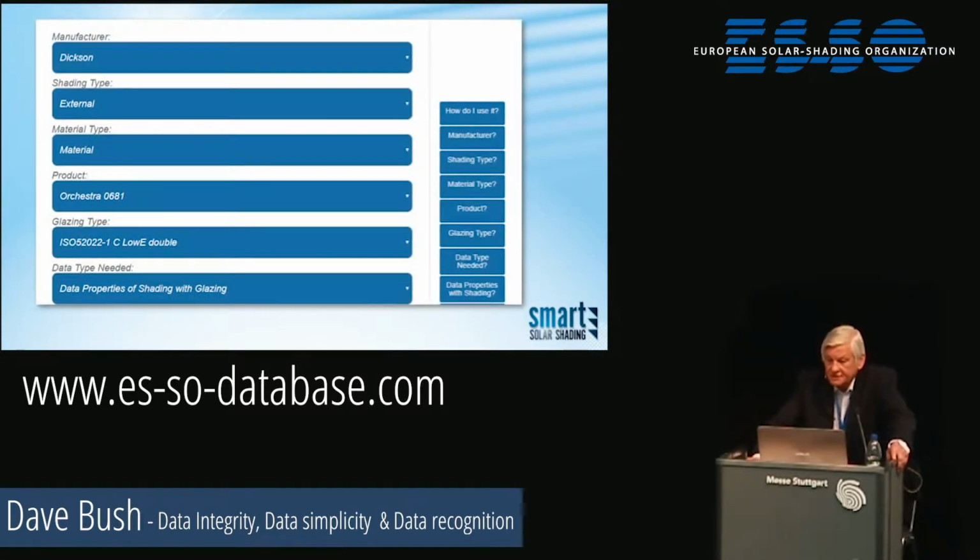So to go through the process a user would follow, if we select Dixon, and we then select external fabrics. It's a material rather than an aluminium. We select the product that we require, and we select the glazing type. And the glazing type is a reference glass that is referred to in the international standards. That can then print as a PDF, or if it was a building modeler, I could download the spectral data file.